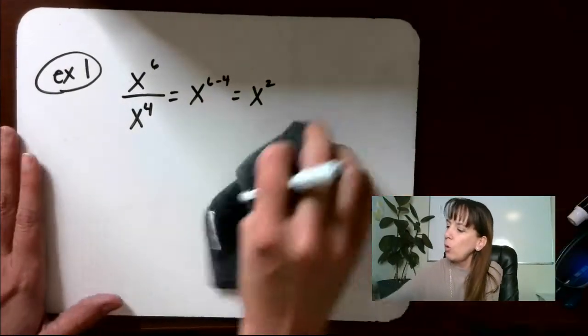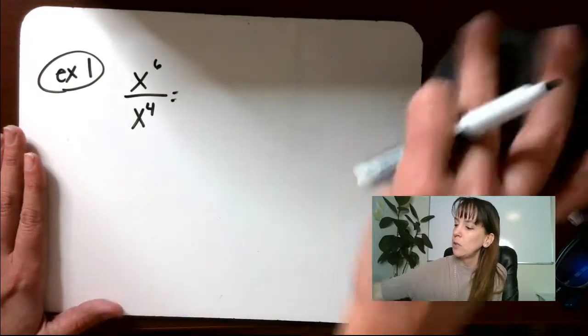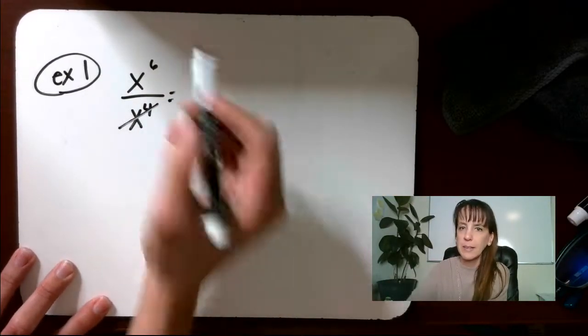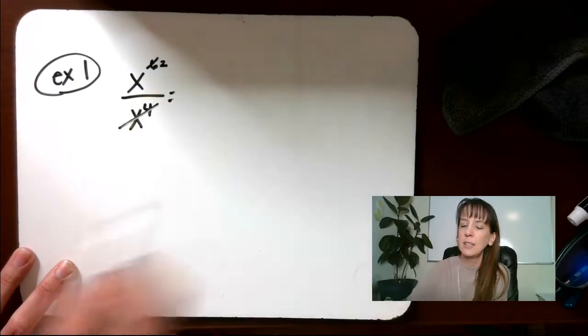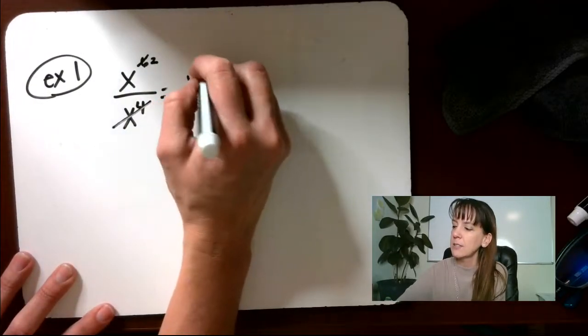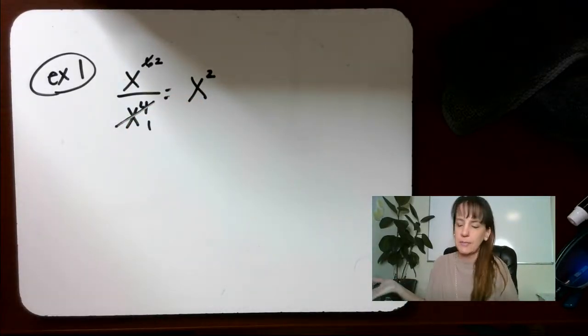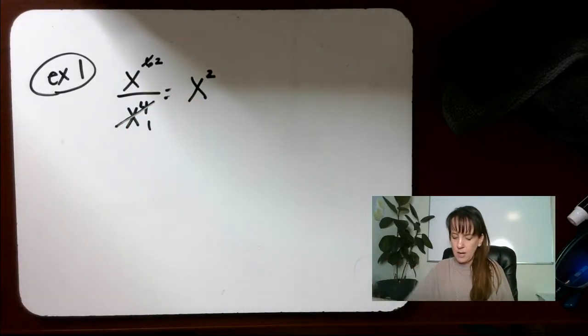Personally, when I have a whole bunch of variables on the top and the bottom, what I do is I say, okay, all 4 of those are going away, and that means there's going to be 2 left. So what I have upstairs is x squared. Downstairs, I have a 1, but we don't put anything over 1, so if it's the only thing left downstairs, you don't have to write it.